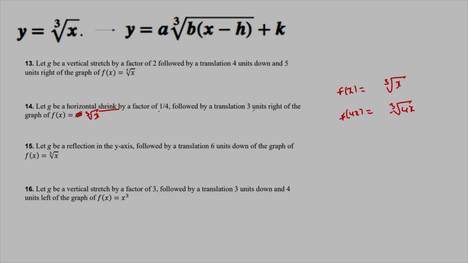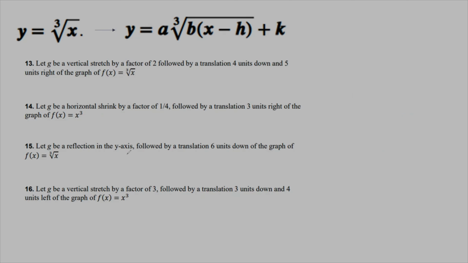Followed by a translation of 3 units to the right. So that means my x will become x minus 3 now, since it is moving 3 units to the right. Everything will remain unchanged. So 4 times x minus 3. When you distribute it, it will be 4x minus 12. So this is my g of x function.